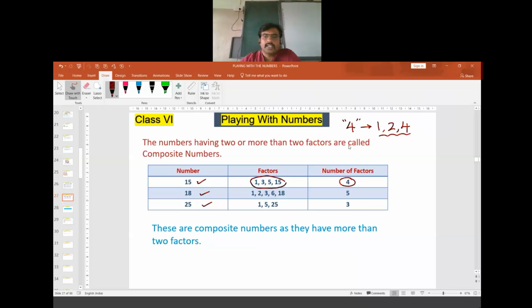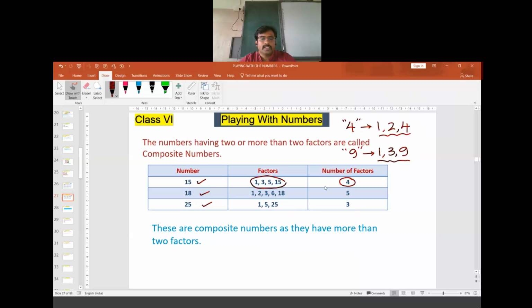9. Ishan is correct. 9 is the smallest odd composite number. It is divisible by 1, it is divisible by 3, and it is divisible by 9. There will be 3 factors.